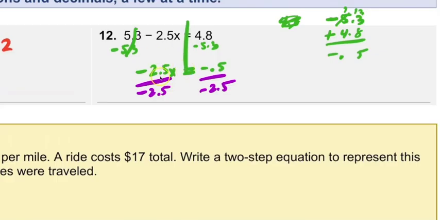And notice again, I divided from this side, not the bigger number, whatever's next to the x. You're trying to get the x by itself, so I gotta get rid of this guy. So divide by negative 2.5. Two negatives make a positive, so I get 0.5 over 2.5.